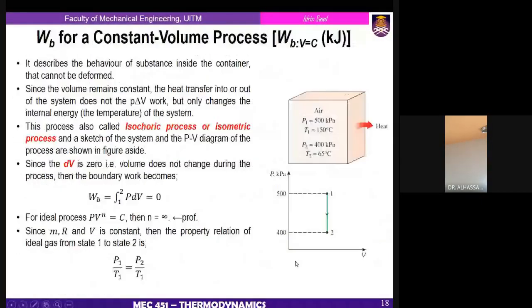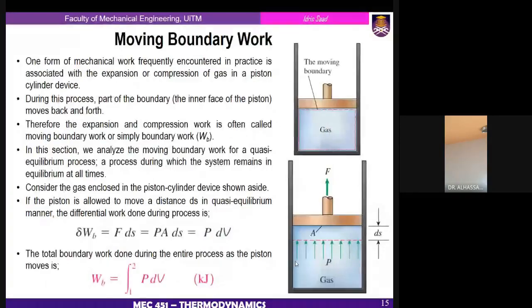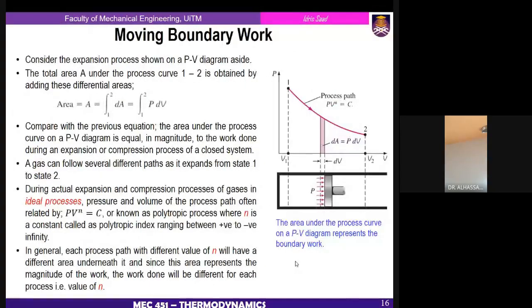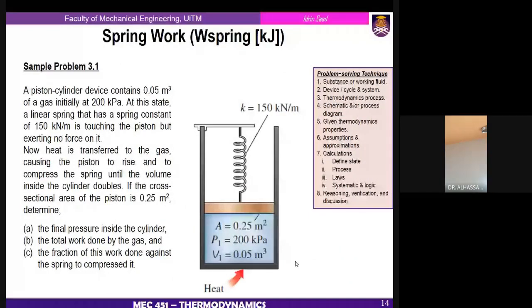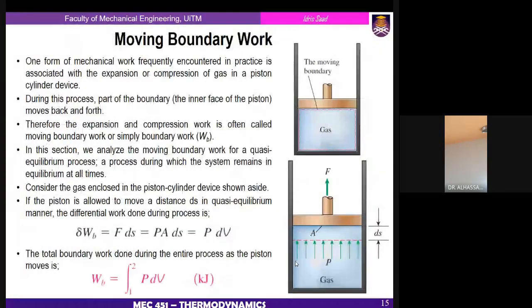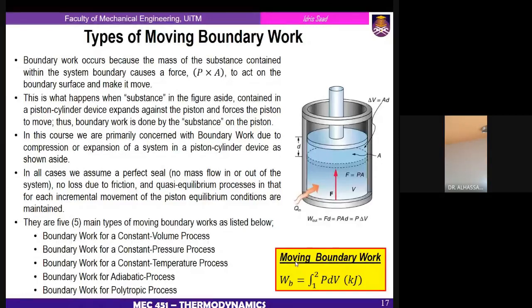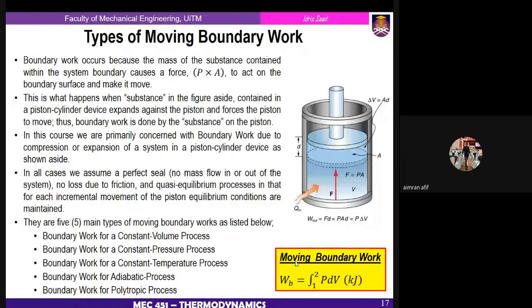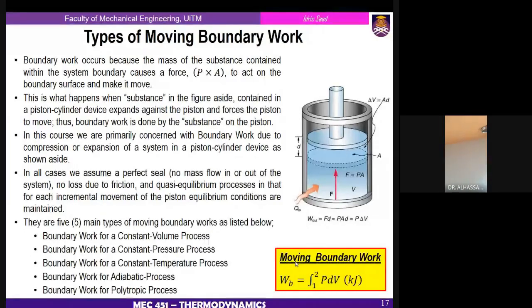Okay, so here, I think last time we stopped somewhere here, moving boundary. Yes, we discussed this already. I think this is where we stopped, right? Type of moving boundary work. So let's continue.